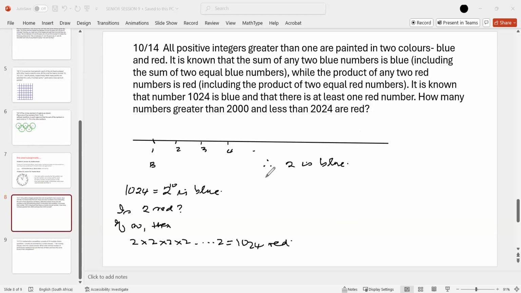So what does that mean? Therefore, 2 plus 2 is blue. 4 plus 2 is blue. All blue. So in other words, all the even numbers are blue. So we now come to the conclusion that all even numbers are blue.